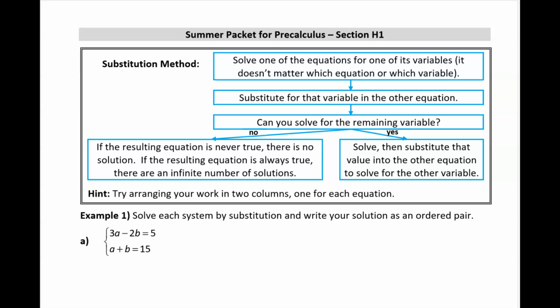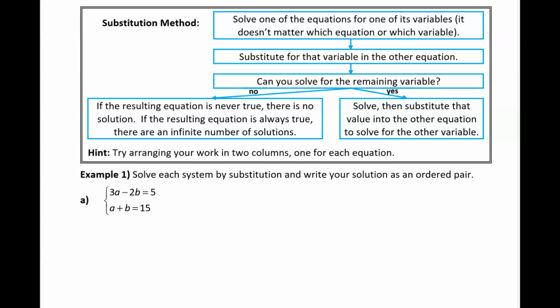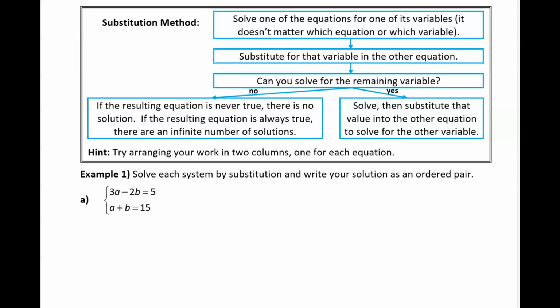So using the substitution method, you can solve one of the equations for one of the variables, and it doesn't matter which equation or which variable. So you're going to pick the easiest one, and then substitute for that variable in the other equation, and then you'll solve for the remaining variable.